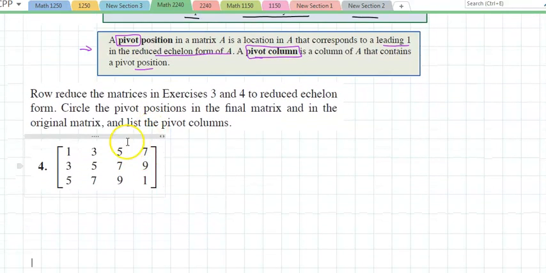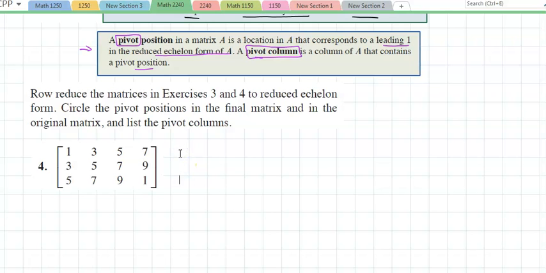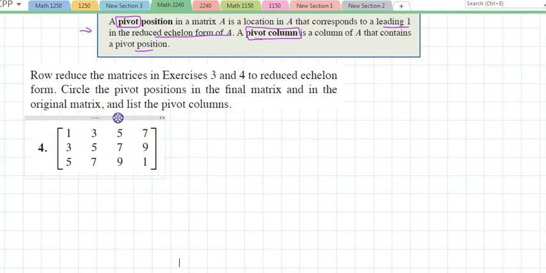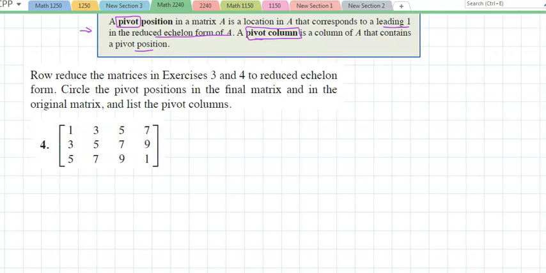So if I take this, the goal here is not for you to sit down and spend a lot of time working on those, but it turns out that's the work required. It says row reduce the matrix in 3 and 4 to reduced echelon form. Circle the pivot points in the final matrix and in the original matrix and list the pivot columns. It's very important you understand that.